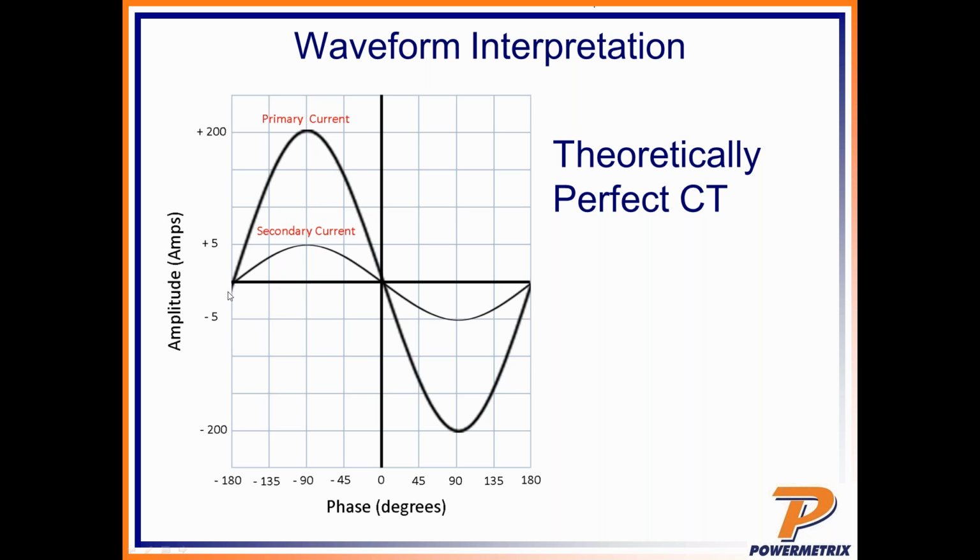Now, if our secondary current was down here, where my mouse is, and it was going opposite of that, that would mean we have a CT wired backwards, so you'd be 180 degrees out, right? But this is what a theoretically perfect CT would look like: perfect on the amplitude and the phase as well, okay?